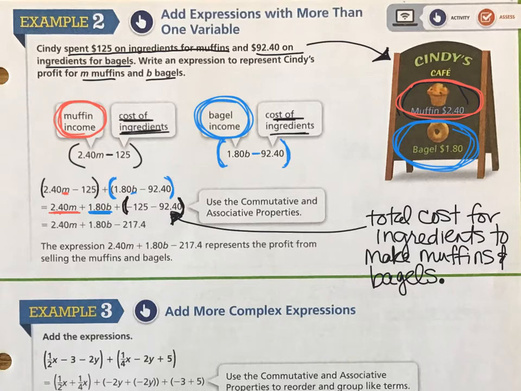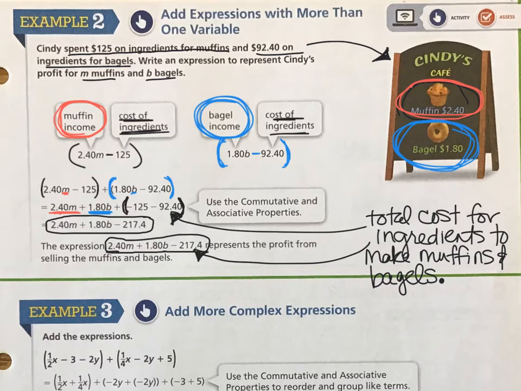And when I put those two terms together, I get negative 217 and 4/10. So what this means is that in my expression, Cindy is going to make $2.40 on each muffin, $1.80 on each bagel that she sells, but she has to subtract out $217.40 that represents the amount of money that she spent on the ingredients. Now remember, you cannot put together the cost of the muffins and the bagels because those are different variable terms.